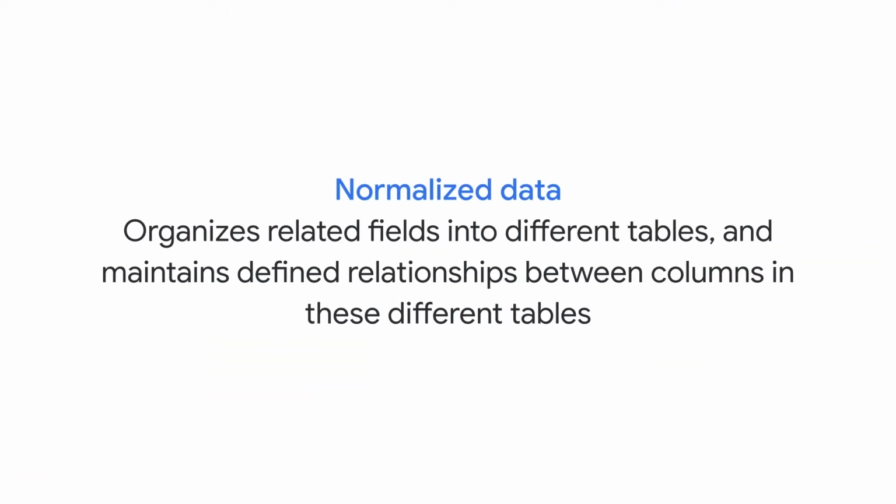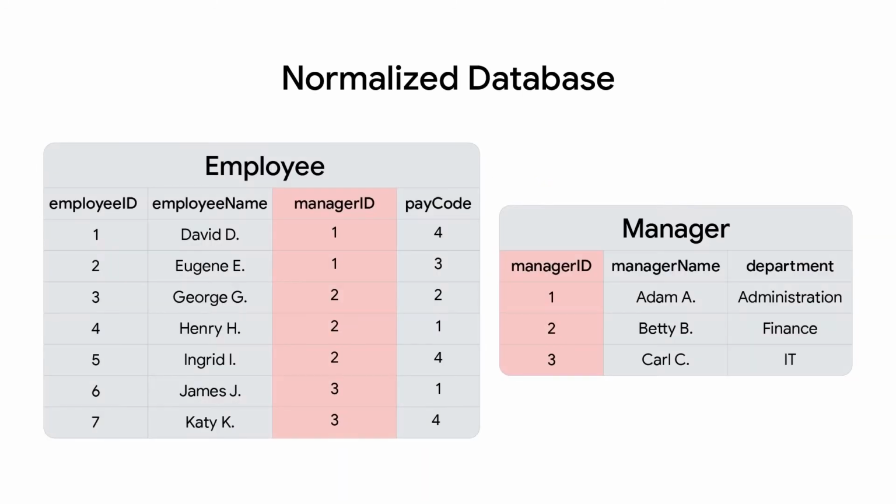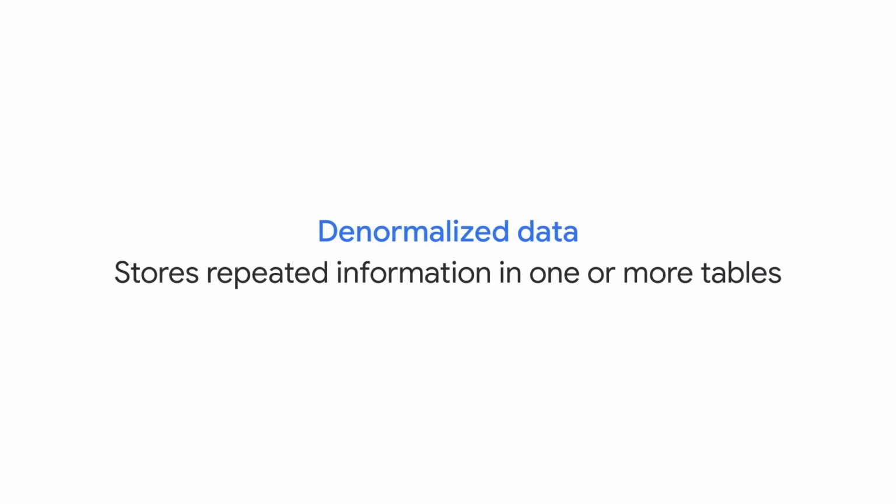Normalization organizes related fields into different tables and maintains defined relationships between columns in these different tables. For example, one table can hold data related to employee information, like employee ID, employee name, manager ID, and so on. Meanwhile, another table can contain information about the department they work in. We can join these two tables together using the manager ID. When data is normalized like this, it's generally easier to avoid duplicate data and inconsistencies and apply updates. On the other hand, denormalized data stores repeated information in one or more tables.